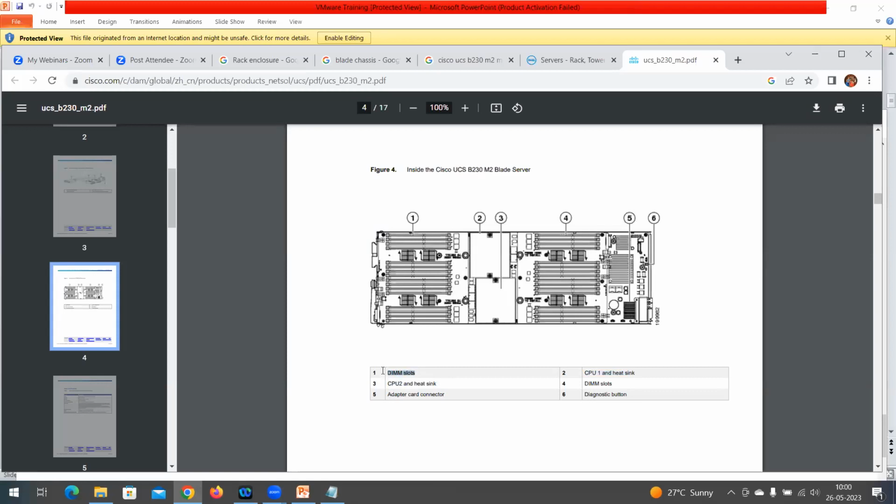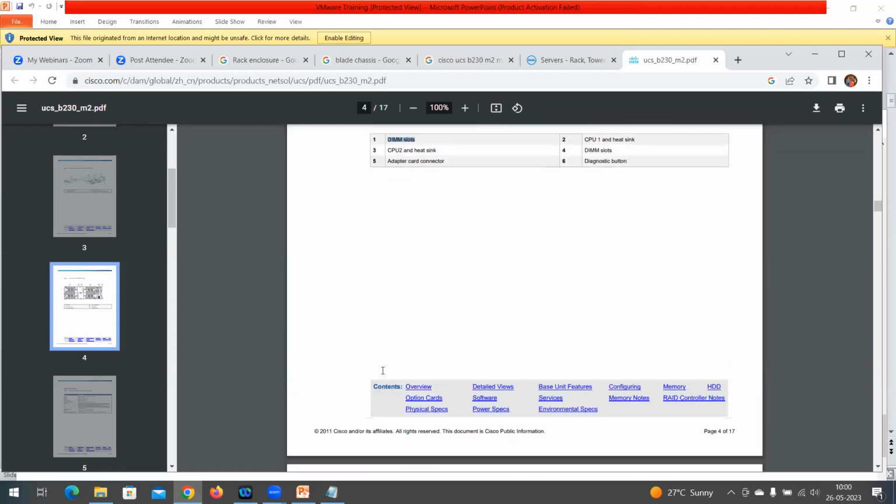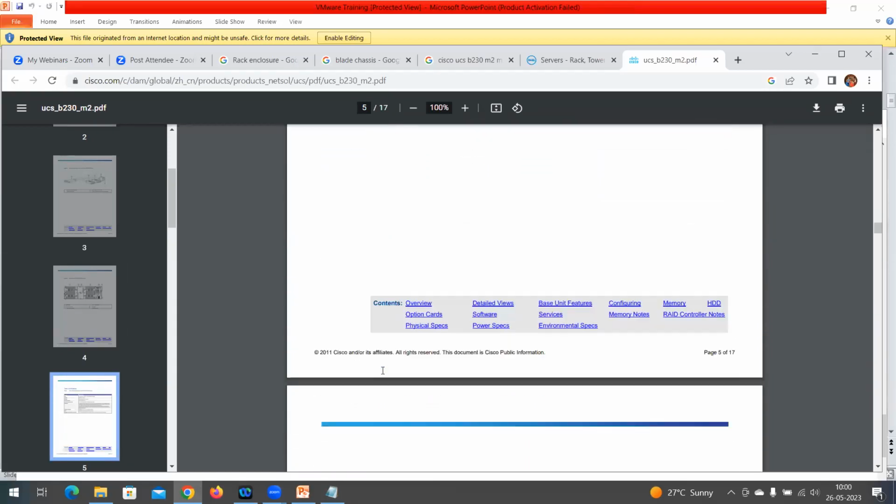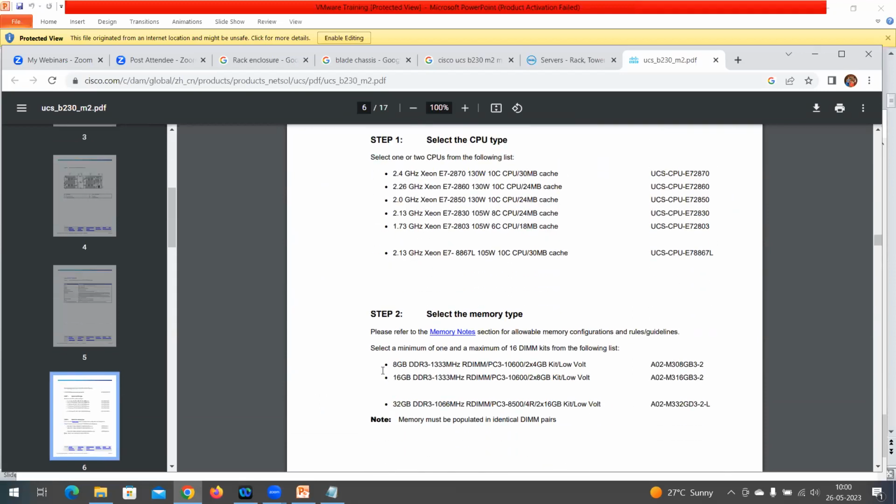Now you are a technical person. Now you understand what a motherboard is. By looking at this diagram, you are able to understand what the DIMM slot is, where we are going to install memory modules. Hope it is clear. Any doubts, any clarification before closing the session?